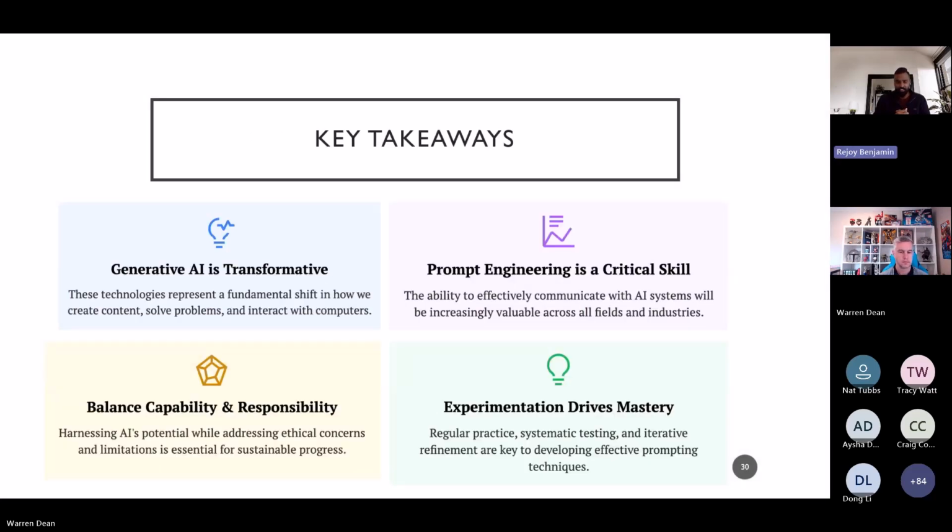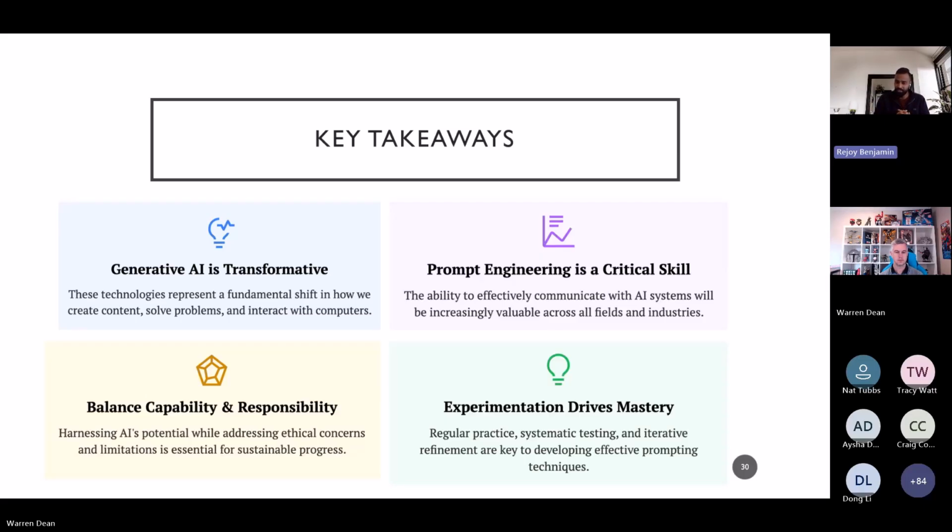So the key takeaways: clearly we can see generative AI is transformative. It's getting better and it's only going to get exponentially better over the next few years. So prompt engineering is really a critical skill because of that. A simple example I can give you is the older generation, who didn't know how to use the internet and really struggled. Our generation now really needs to know how to use AI or GPTs. If we don't, then we'll really struggle when all of this comes into fruition.